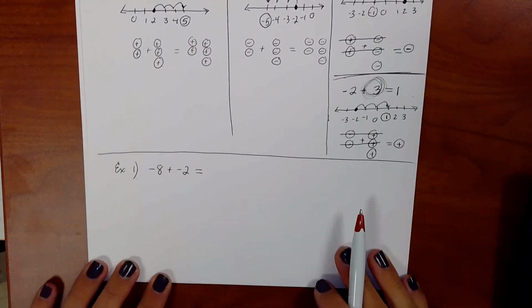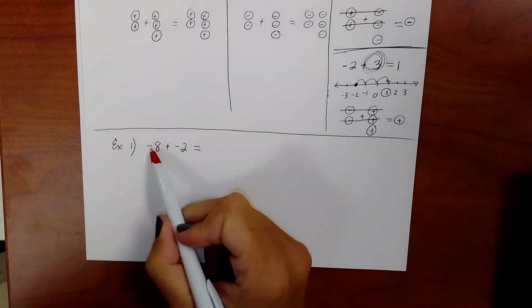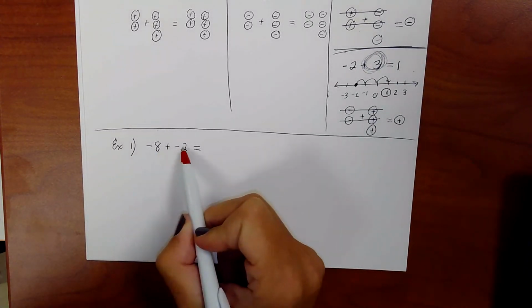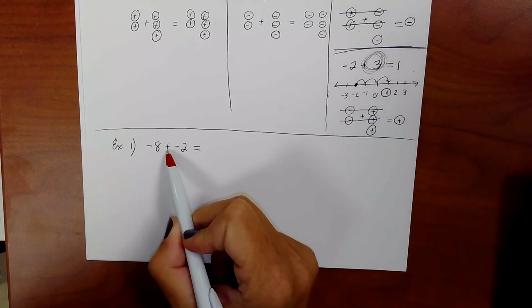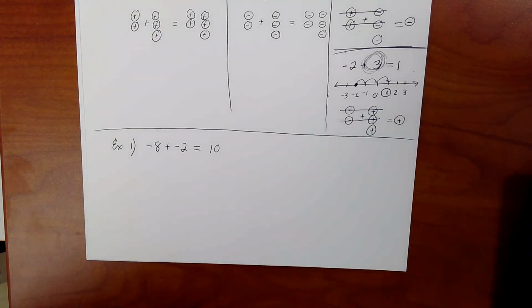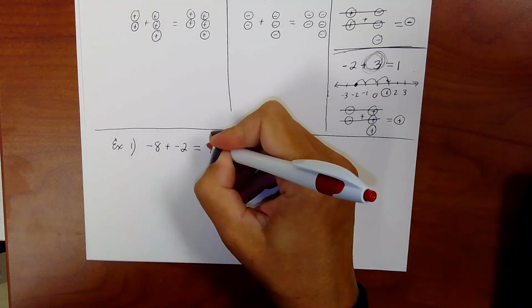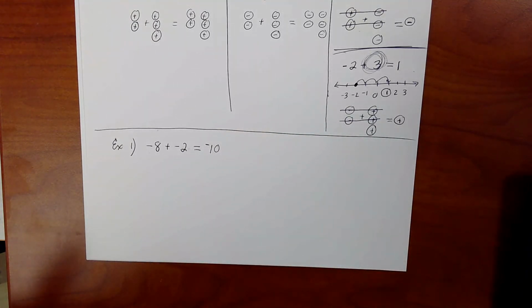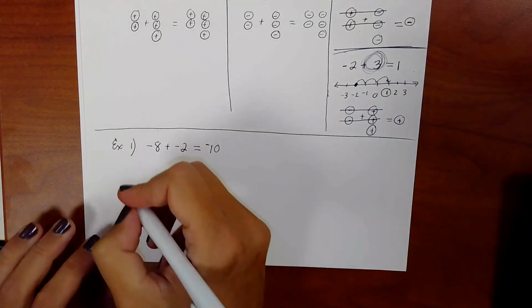Okay, so let me go back here. Are these signs the same? Yes, they are both negative, so they're the same. So we do the same old thing and we add. 8 and 2 is 10. Since they were both negative, the answer is -10. Okay, let's try another one like that.